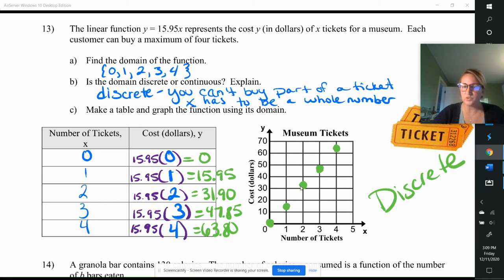It's just those specific values that are solutions to this function. Can't buy half a ticket, so we wouldn't want to connect the points. Because if we connect the points, then we're saying that any point on that line is a solution, and it's not, so we don't want to make a line.